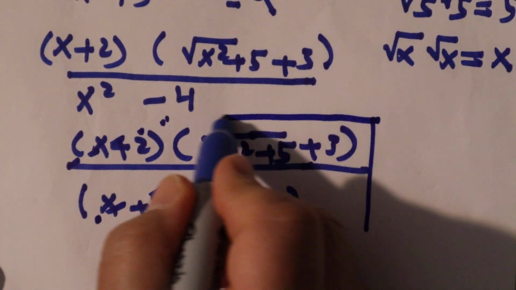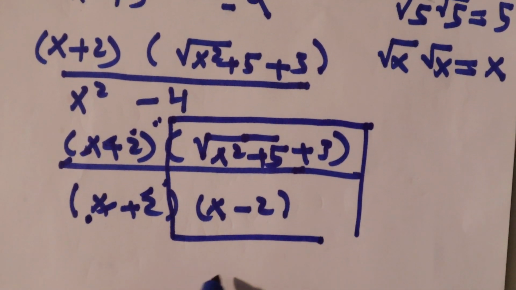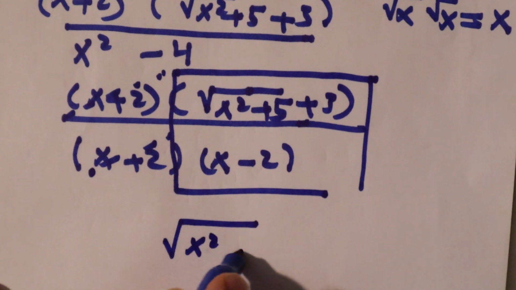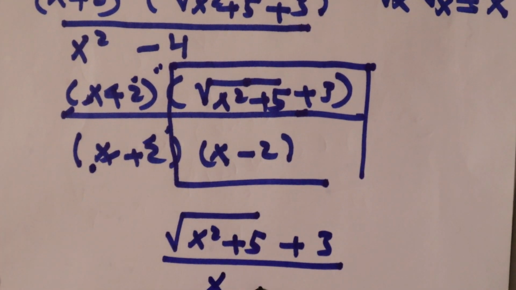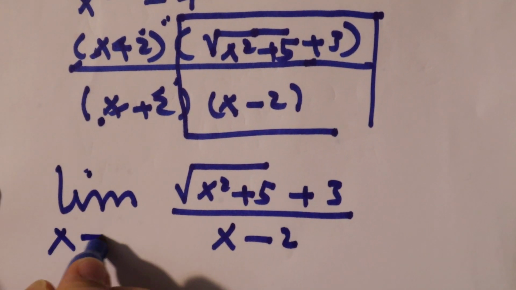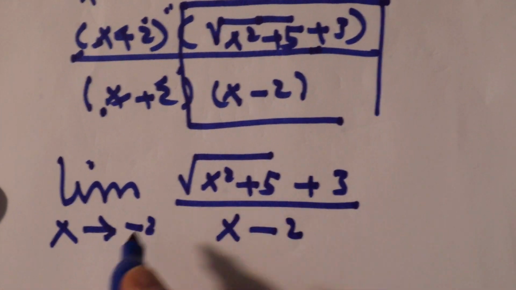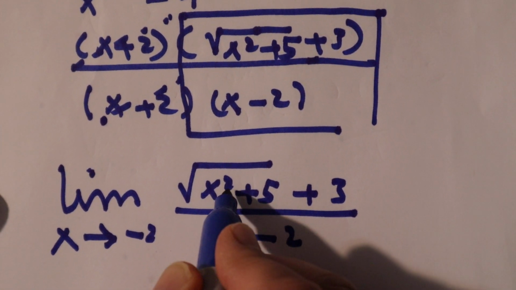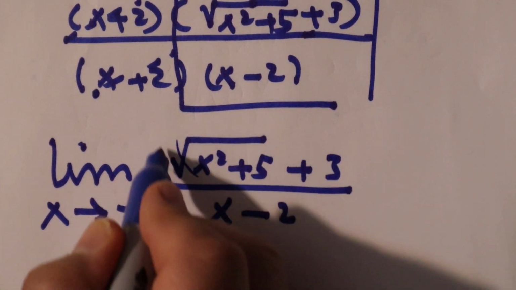So we simplify and prepare the function to have the limit, which is square root of x squared plus 5 plus 3 over x minus 2. And we need to find the limit when x approaches -2. Now it's time to substitute. You plug in -2. -2 squared is 4. 4 plus 5 is 9. Square root of 9 is 3.